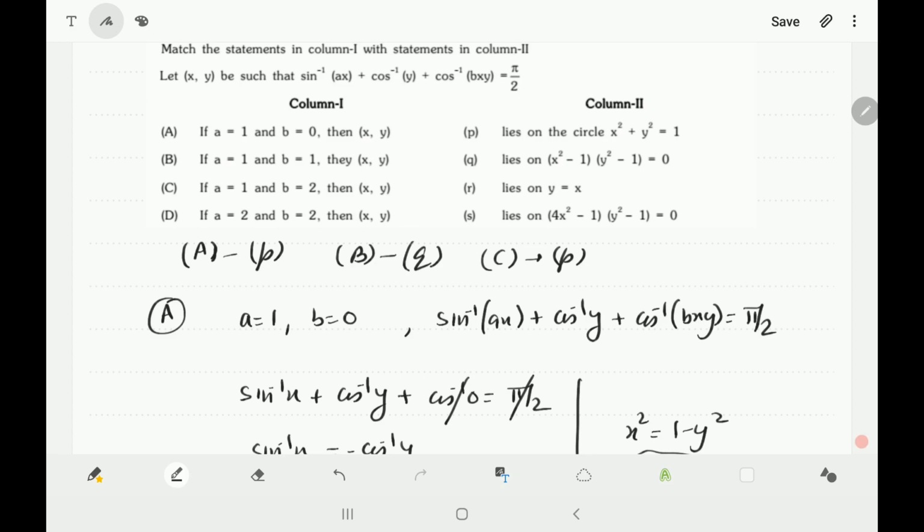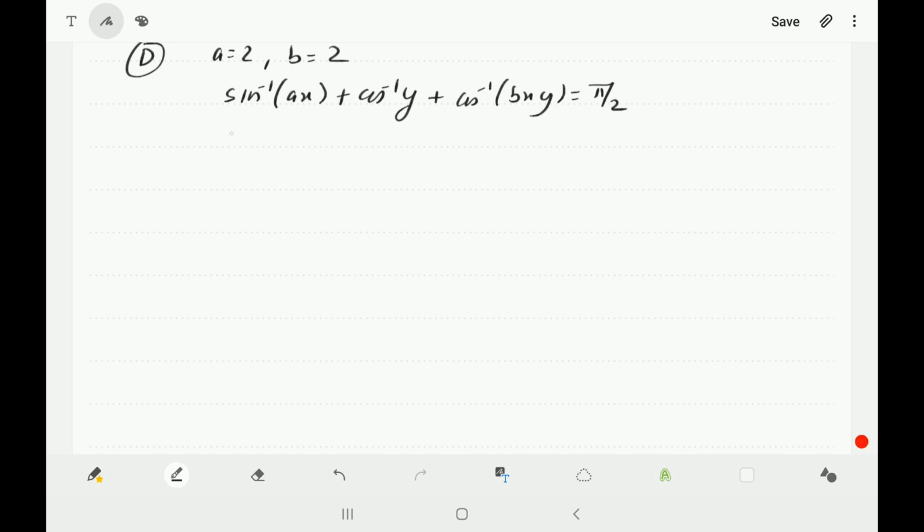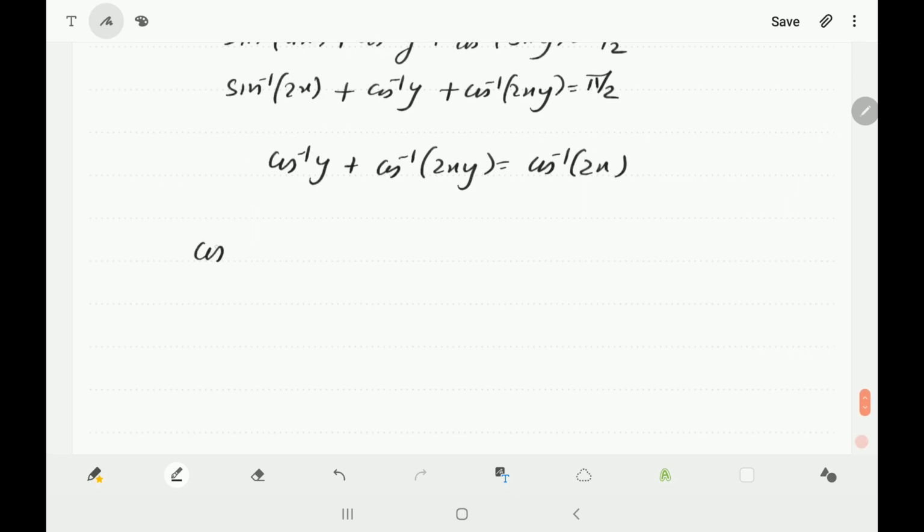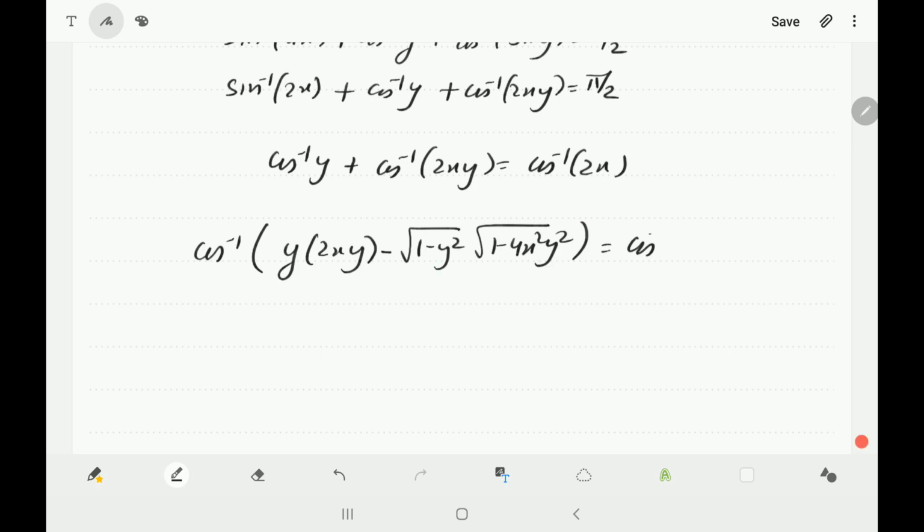Now let's move on to A2 and B2, which is D part. So now let's put the value of A as 2. So we will be getting sin inverse of 2x, and B as 2. So cos inverse of y plus cos inverse of 2xy is equal to pi by 2, okay. So we will have the value cos inverse y plus cos inverse of 2xy is equal to cos inverse 2x. Now again we will apply the formula. So we have the formula cos inverse of y into 2xy minus under root of 1 minus y square under root of 1 minus 4x square y square. So this will be equal to cos inverse of 2x.